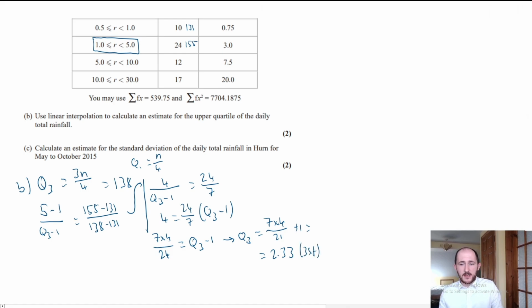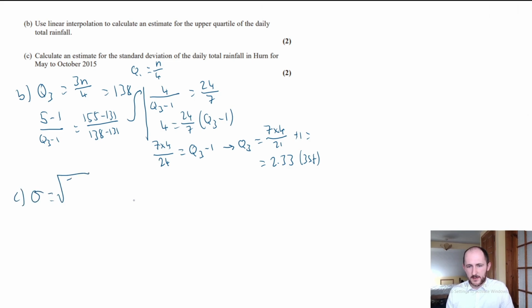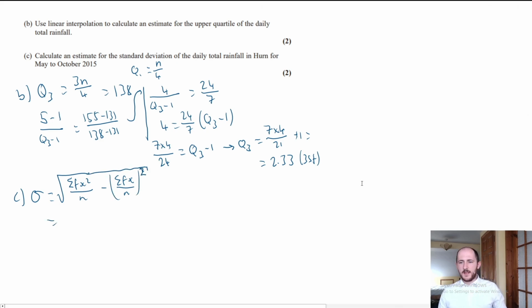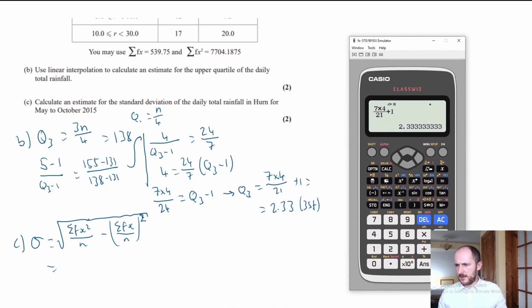And with the standard deviation, we already know it. Nice and easy. We're going to use sigma equals, let's write it out for the last time in this video, the square root of the sum of f x squared over n minus the sum of f x over n all squared. And they give us the values. Look how lovely and kind the examiners are.